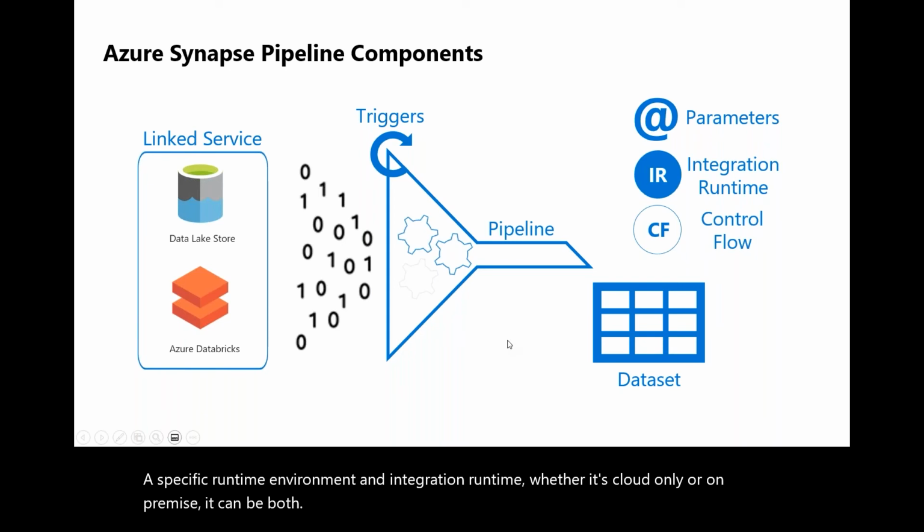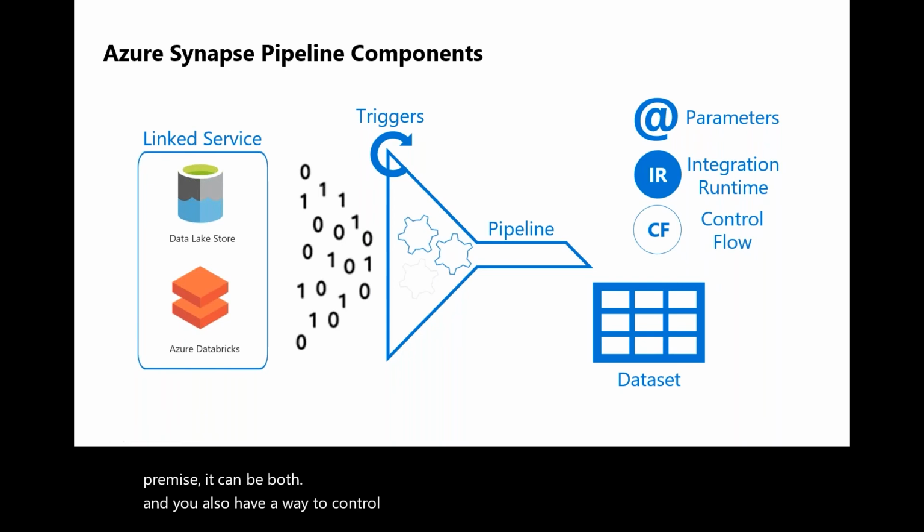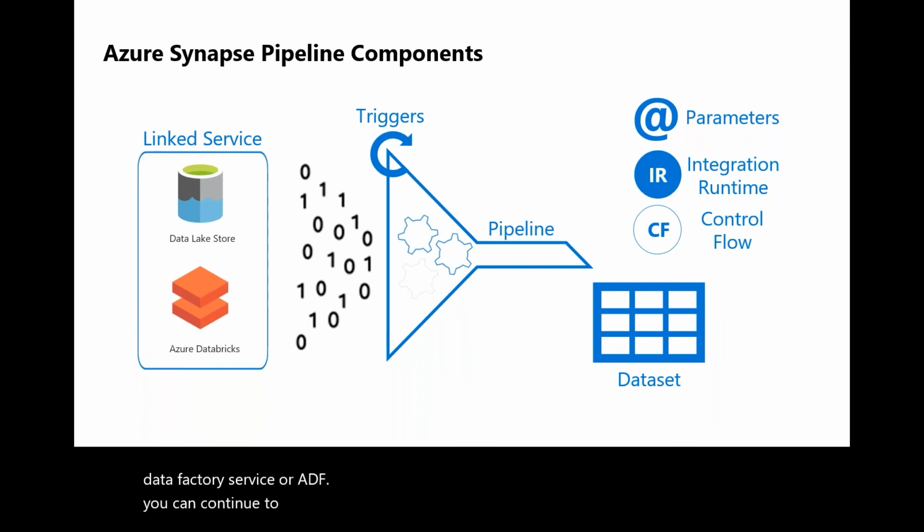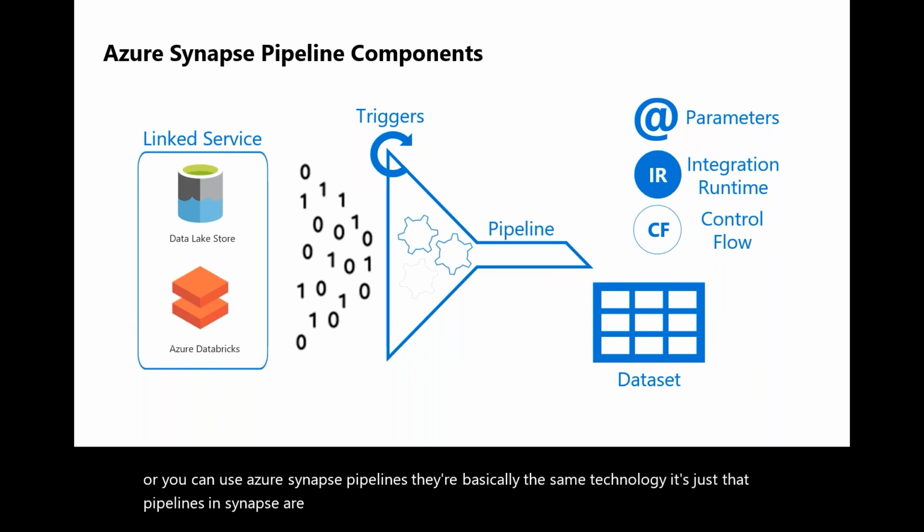And you also have a way to control the flow and design the flow as a pipeline. So all of this are the components of a pipeline. Now the pipeline was originally defined within the Azure Data Factory Service, or ADF. You can continue to use ADF, or you can use Azure Synapse pipelines. They're basically the same technology. It's just that pipelines in Synapse are included with the other services of Synapse.